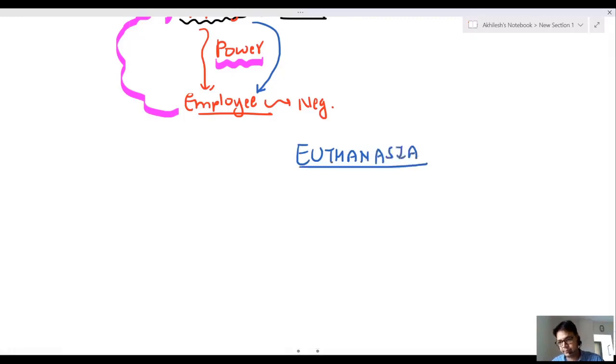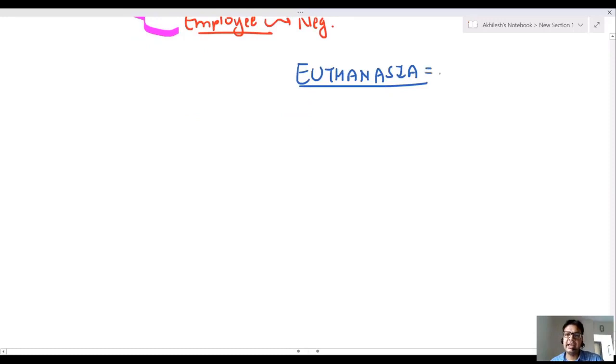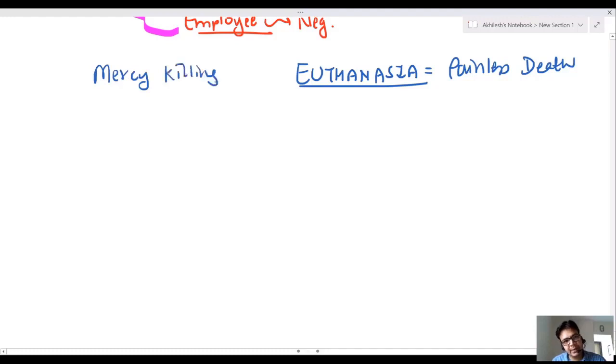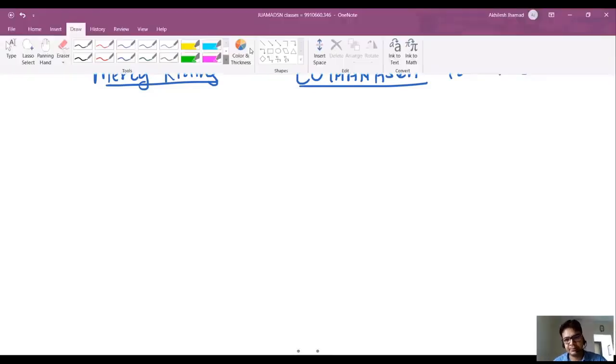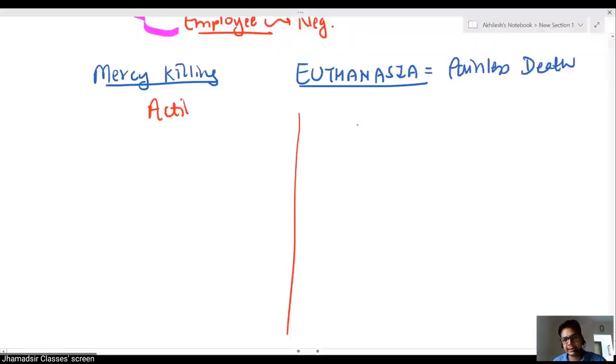Euthanasia. Euthanasia is causing painless death, and it is also known as mercy killing. Now, Dr. Saab, we have two types of euthanasia: active and passive.